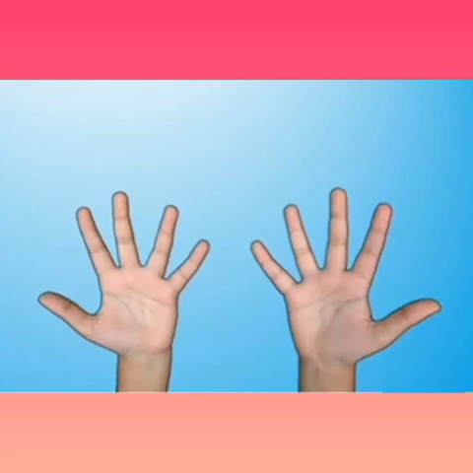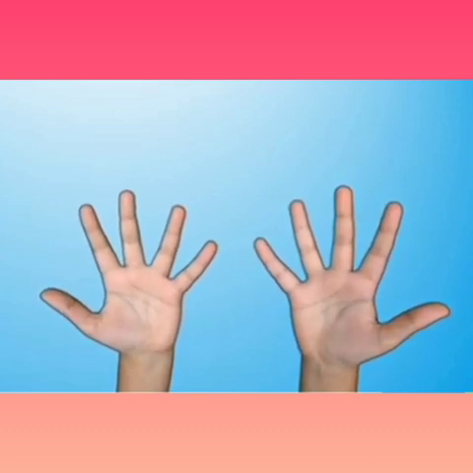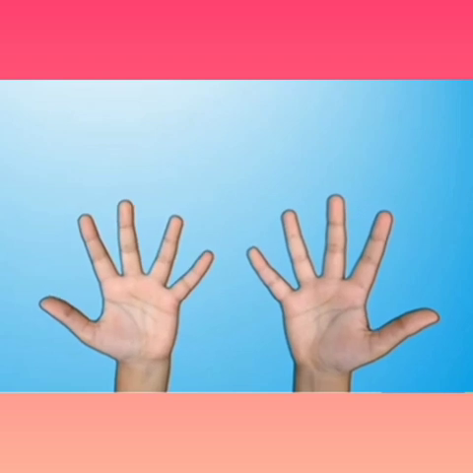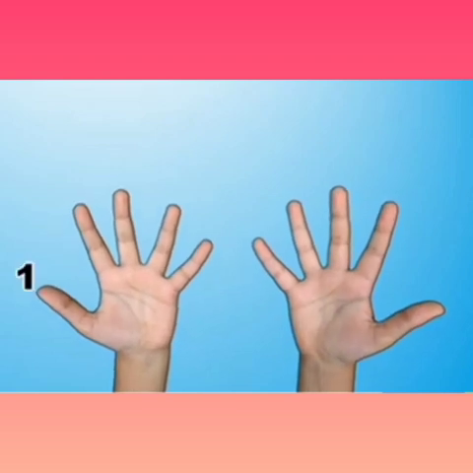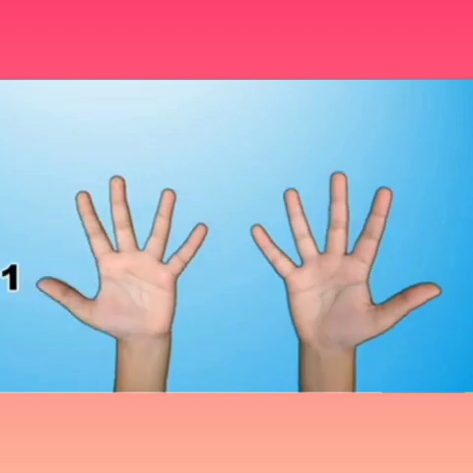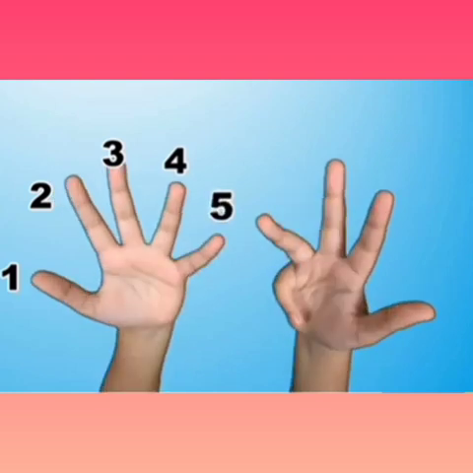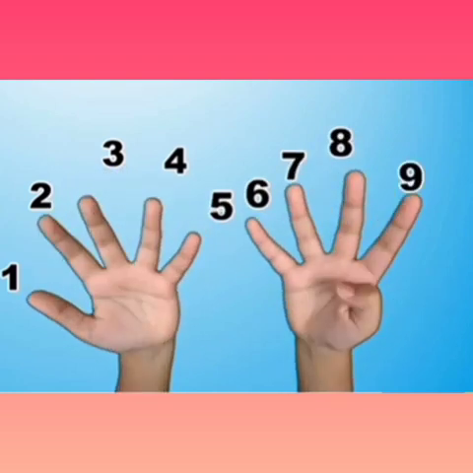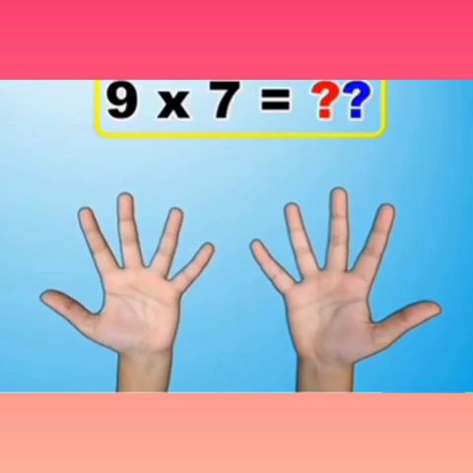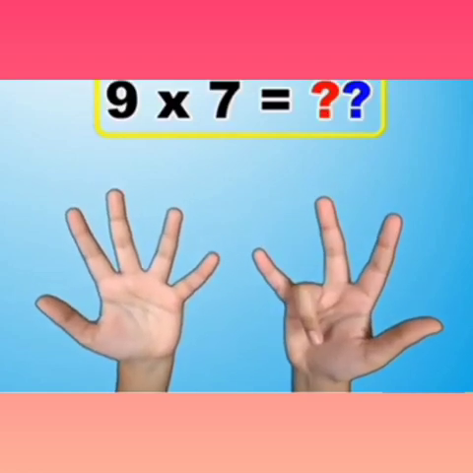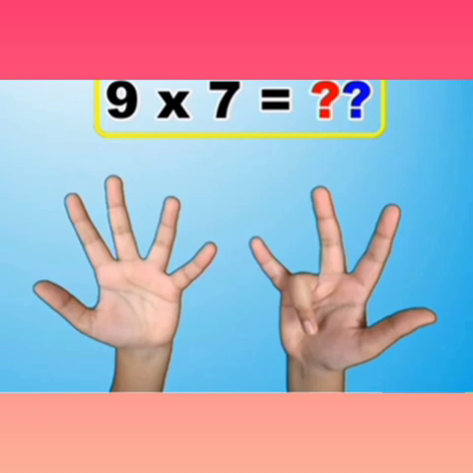Now, imagine that your fingers represent the numbers 1 through 10. Your left thumb is the number 1 and your right thumb is the number 10. So 1, 2, 3, 4, 5, 6, 7, 8, 9, 10. Now, let's begin. Let's take an example. Say 9 times 7. Let's start by folding the 7th finger down like this.